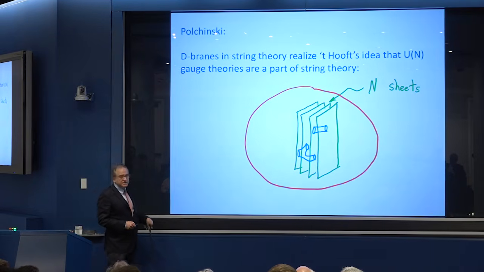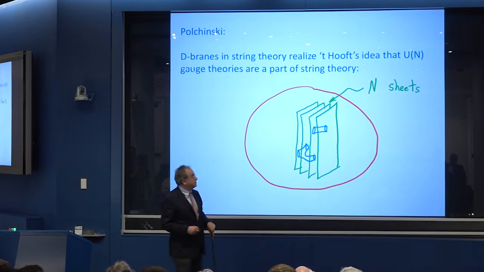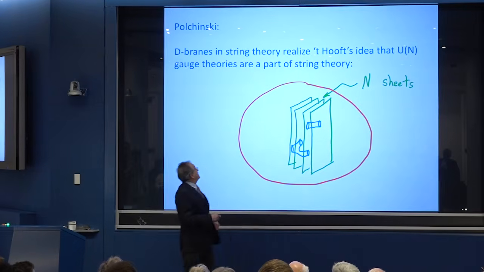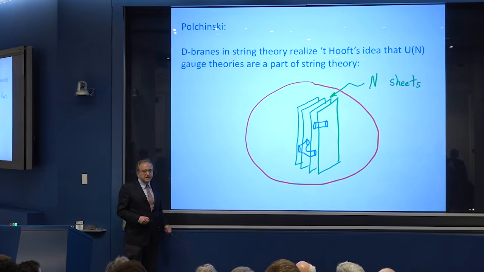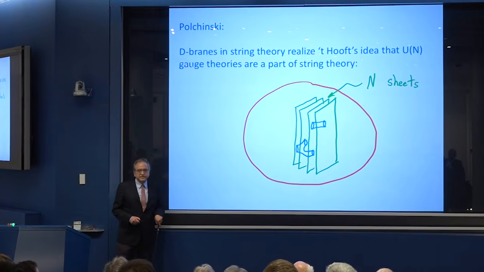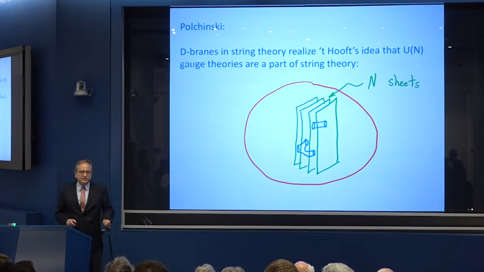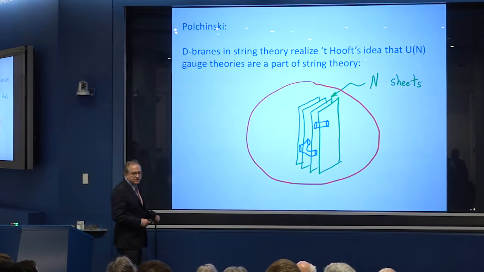So Polchinski noticed that you can actually realize 't Hooft's idea that U(N) gauge theories have something to do as a part of string theory. D-branes are these objects, and they cut open the worldsheet, and that gives you the diagrams of the type that 't Hooft was connecting to gauge theory.